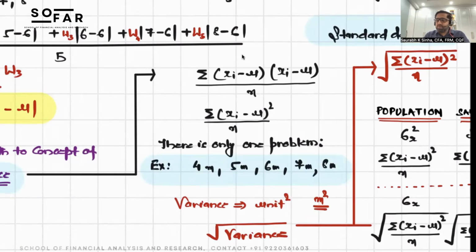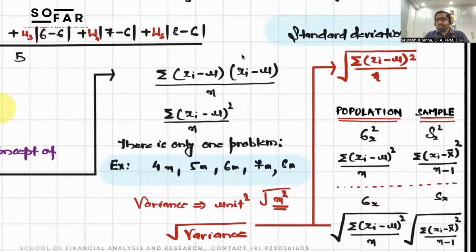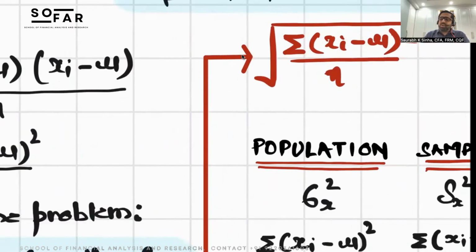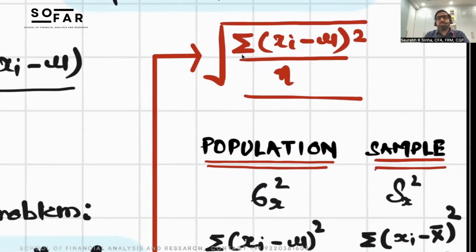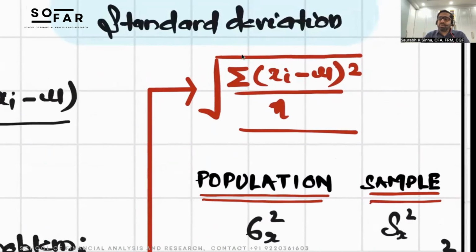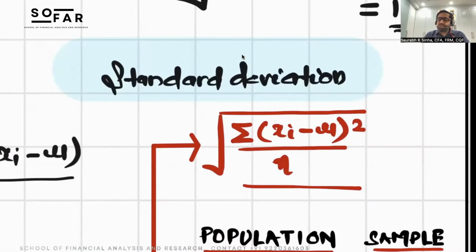So it is better to take the under root. And then you take the under root of variance, which gave birth to a formula which is square root of the summation of xi minus mu whole square divided by n. This is the formula for standard deviation. And this is the best measure for moment 2.